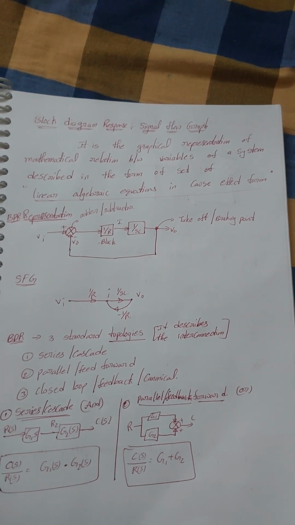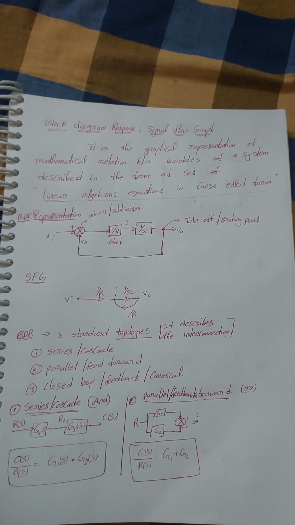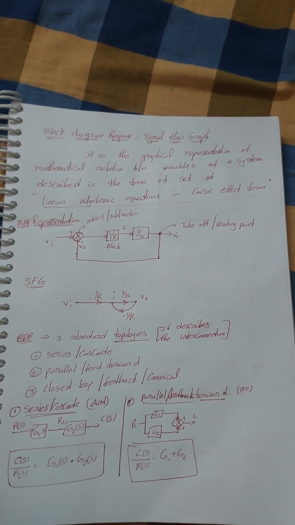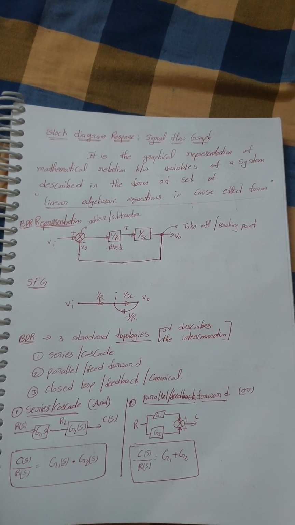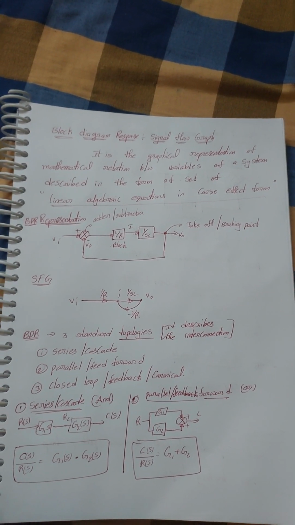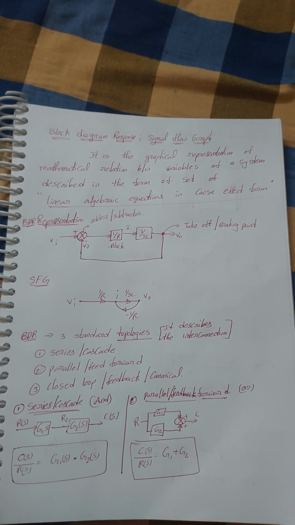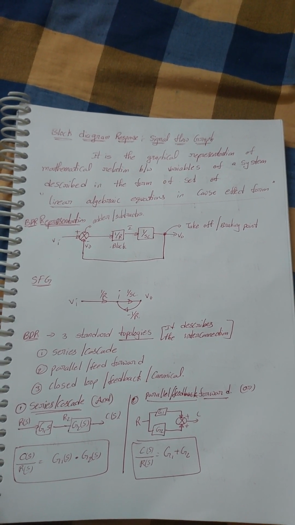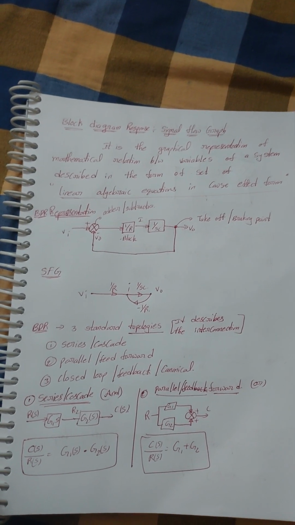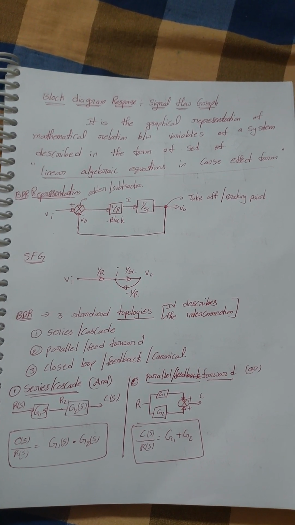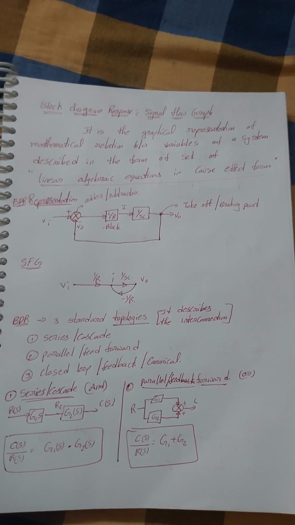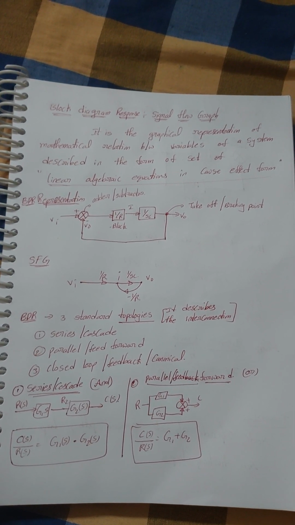The definition: it is the graphical representation of the mathematical relation between variables of a system described in terms of a set of linear algebraic equations in cause effect form. We have to highlight and underline that: linear algebraic equations in cause effect form. First, the transfer function is applicable only to linear systems. Second point, algebraic equations.